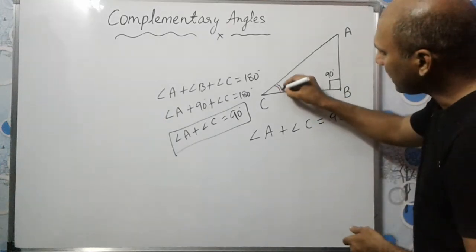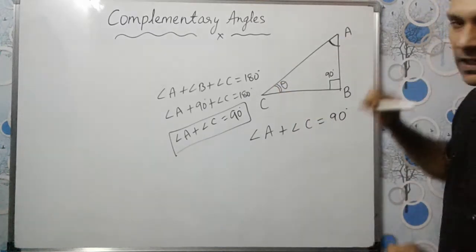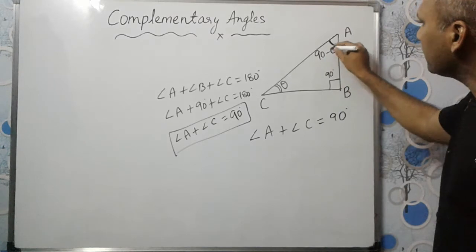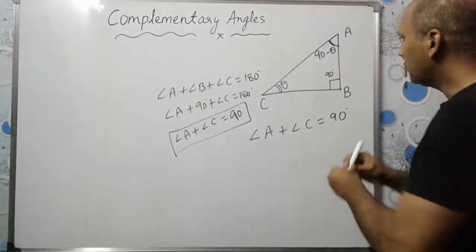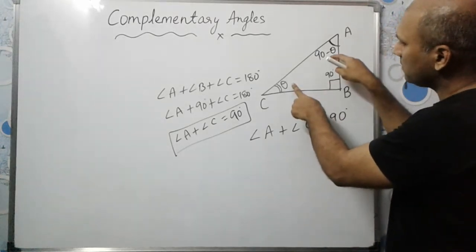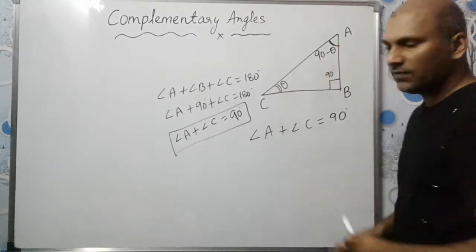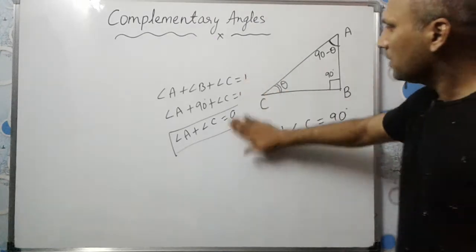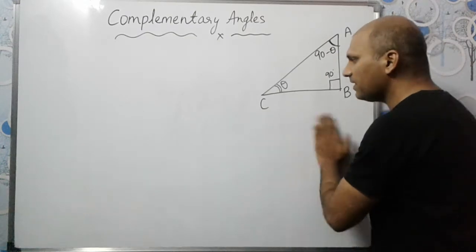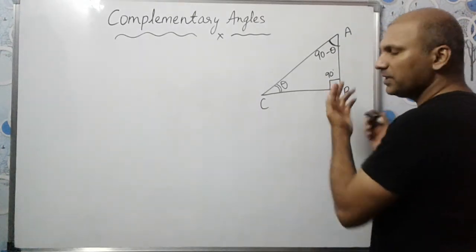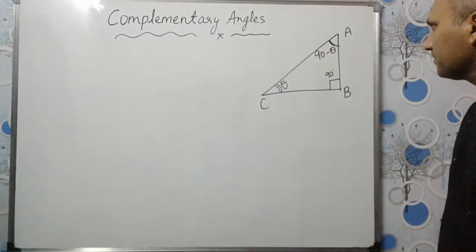So if I consider this angle as theta, what will be angle A? It will be 90 minus theta, because the sum of these two angles should give us 90 degrees, right? You go ahead and add these two angles, the sum should be 90. Theta plus 90 minus theta, theta will get cancelled, right? So these two are complementary angles. So always remember, if we have a right angle triangle, one angle will be 90 degrees, and the other two angles will be complementary angles.